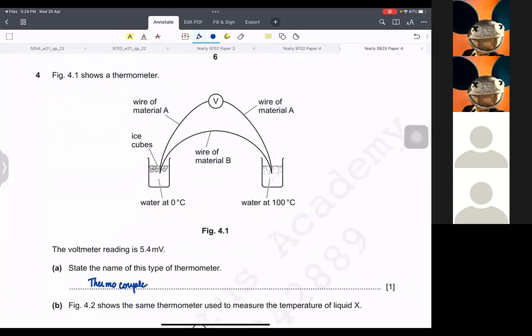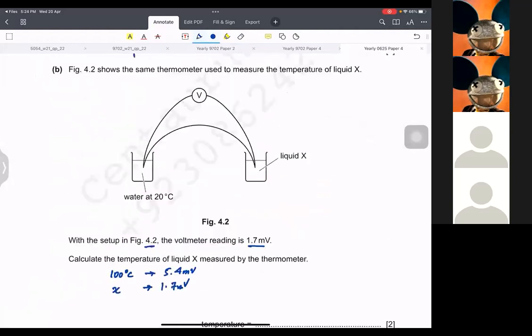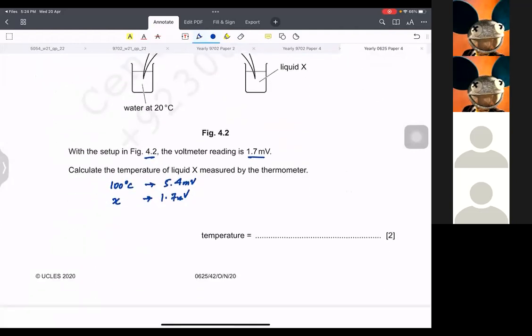Initially, if you see at 0, the voltmeter reading was this. Now, the difference of temperature here is 100 degrees, right? So we can say for 100 degrees of temperature, it shows 5.4 millivolts. And 1.7 millivolts is how much change? How much change would it show for 1.7? So we have to make a sort of ratio, right? So we can cross multiply.